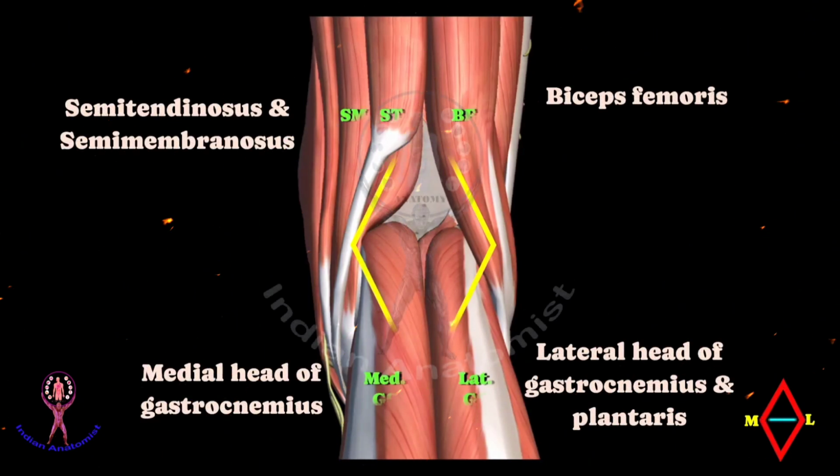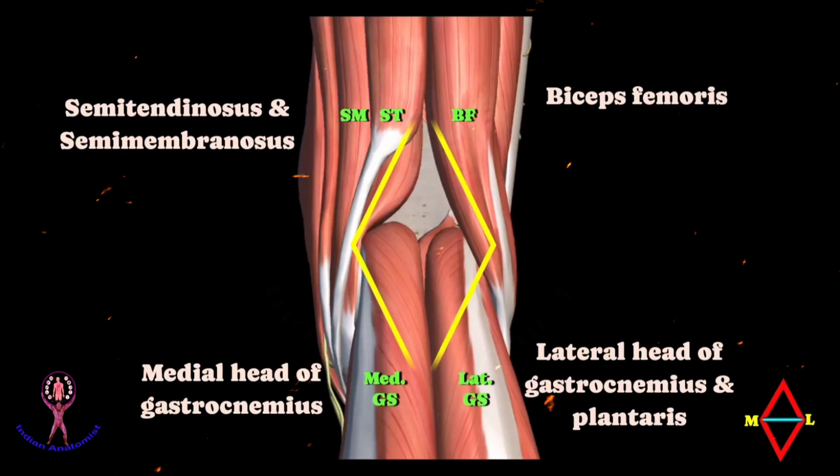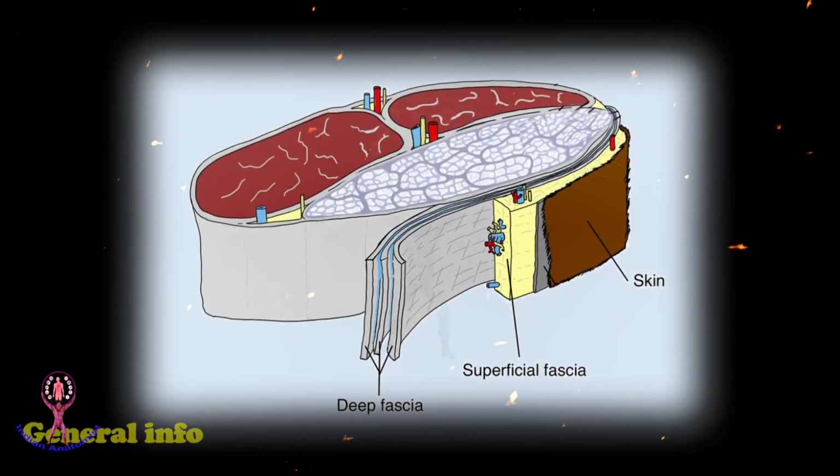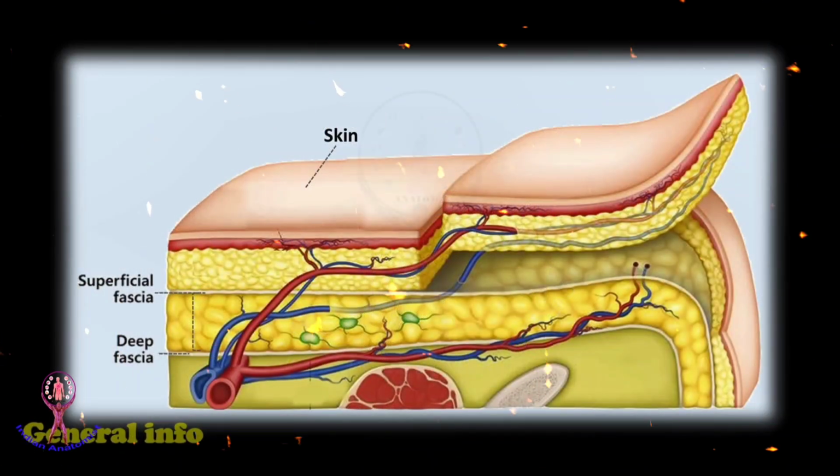Apart from boundaries, most of the intermuscular spaces in our body also contain roof or superficial structures, and floor or deeper structures. In general, the roof of intermuscular space is formed by skin, superficial fascia, and deep fascia. The deep fascia of the popliteal fossa is called the popliteal fascia. As we all know, the superficial fascia is made of loose connective tissue, contains fat, and allows passage for vessels, nerves, and lymphatics. These are collectively called subcutaneous vessels and nerves.